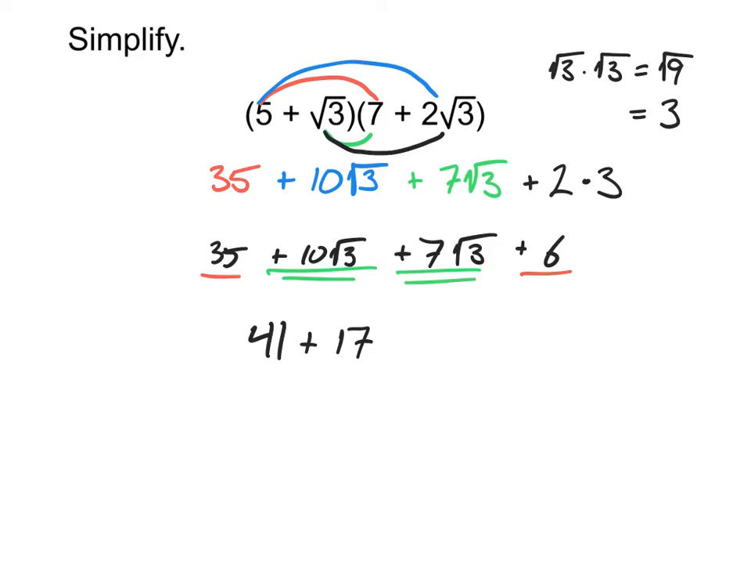Now remember, they have to be like terms for us to be able to do this. They have to have the same radical. And anytime two things have to be the same, that's because it's going to stay the same. So that's why it's still a root 3. This then would be your final answer.